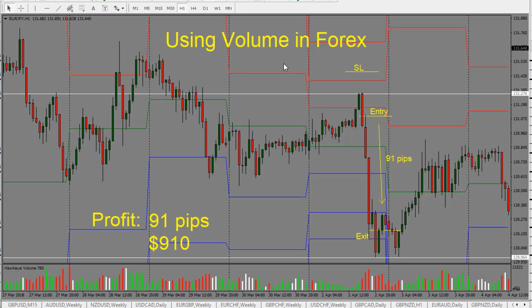Here we are looking at how to use volume in Forex, or another way to say this is how to do a volume price analysis in Forex. This is Euro-Yen 1 hour chart. Generally, we don't always talk about volume in Forex. However, there is a good way to use volume and get high probability trades out of that.